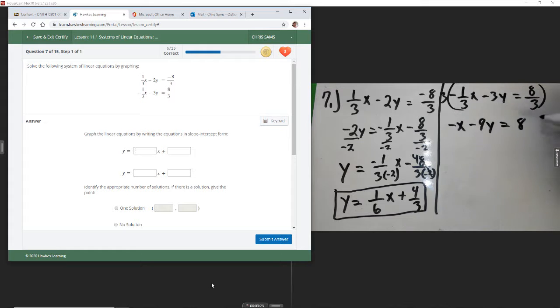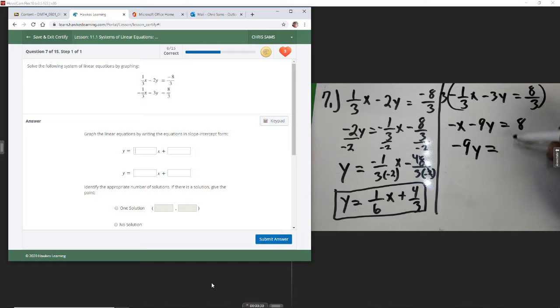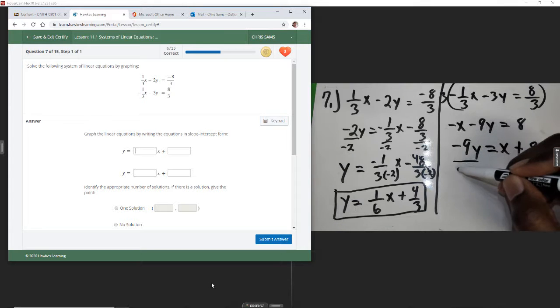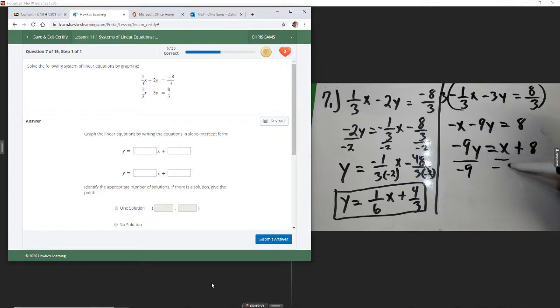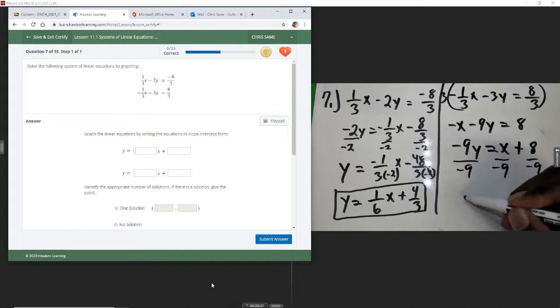Okay, move the x to the other side. So we get -9y equals x plus 8, and then divide everything by -9. Now that might be easier for you to do it this way, but it doesn't hurt to learn some new tricks. Divide, and we get y equals, this will be 1/9. It'd be negative x, and then minus 8/9.